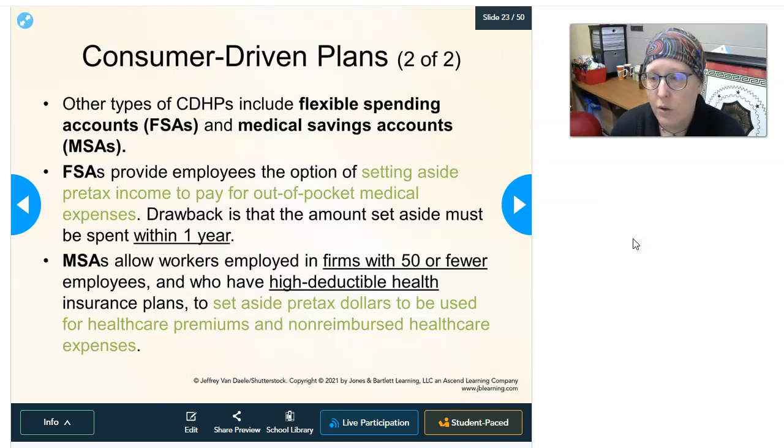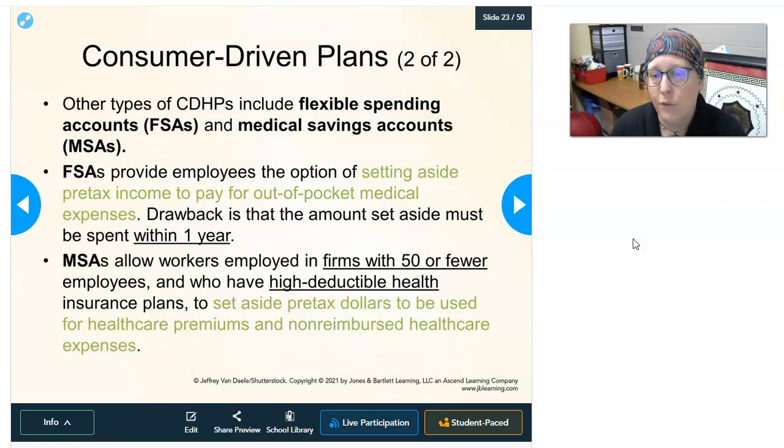So you can use it to pay your copay. You can use it to pay for medication. You can even use it to buy vitamins and supplements and over-the-counter medications and things like that. You can use it to pay for eyeglasses or dental care or anything like that. Anything where you have to pay out of pocket, you can use this.